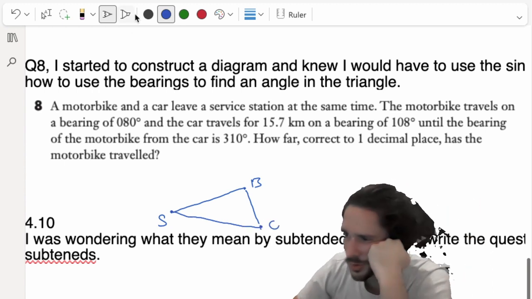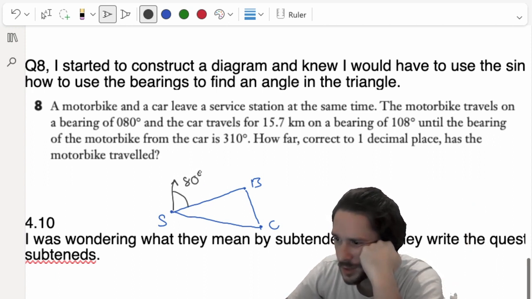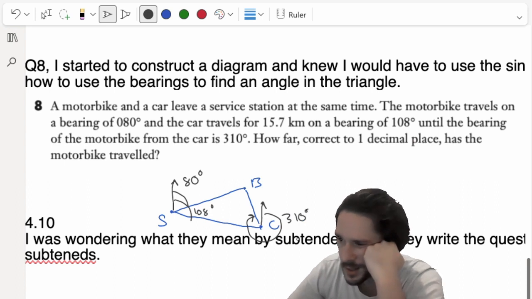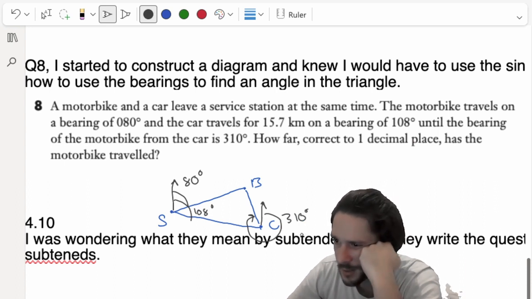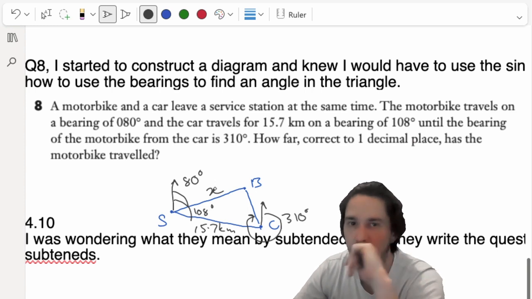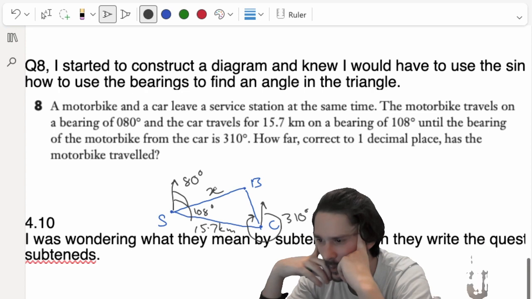Okay, so let me just draw in some angles in case you're confused about what I've done here. So this is 80 degrees. This is 108 degrees. And then this is 310 degrees. So we want to know how far the motorbike traveled. Oh, and we know that this is 15.7 kilometers. So we're looking for x there. All right, so sine rule or cosine rule?